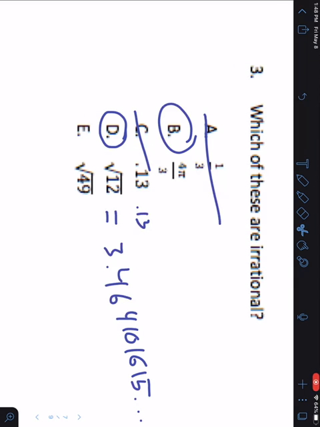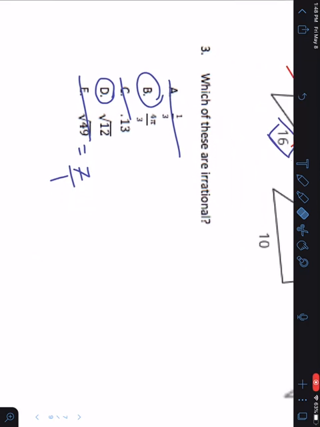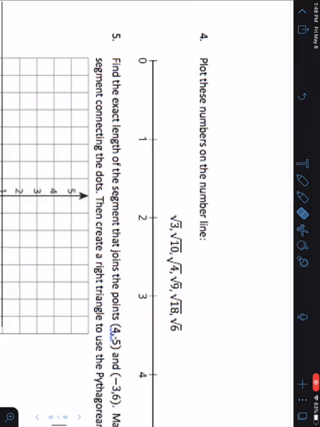All right, let's go to this last one. All right, so we've got the square root of 49. Oh, what times what equals 49? 7. So this one is rational, okay? Because 7 can be written as a ratio of two numbers, of two integers, right? So the answers are, sorry, not A. The answers are B and D for number 3. Fantastic work, everyone. Y'all are cruising.